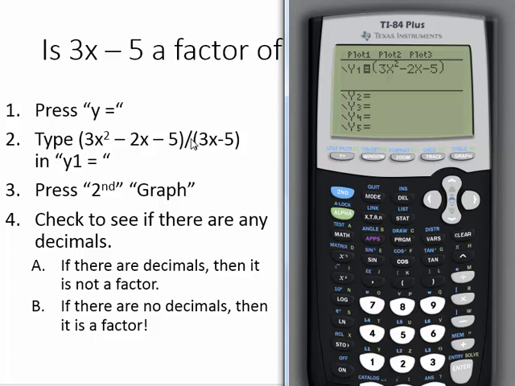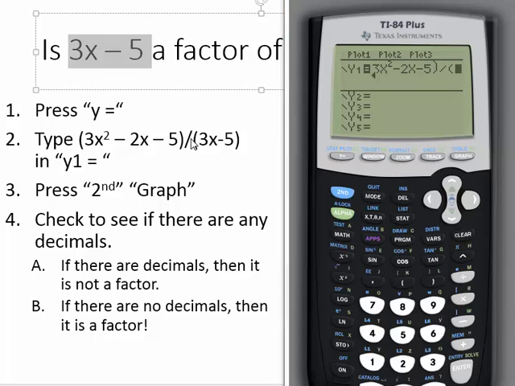Close parentheses. Divided by. Now we're going to divide by the 3x minus 5 to see if it is a factor. So whatever you're checking to see whether or not it's a factor, that goes on the bottom, in the denominator. Since we're checking to see if 3x minus 5 is a factor, it's going to go in the denominator after the slash. So divided by parentheses 3x subtract 5 close parentheses. All right, we should see that in our calculator now.